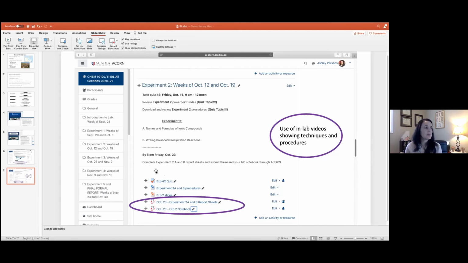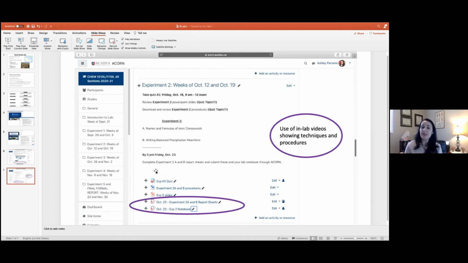That's what we refer to them as at Acadia. And you can see where the students are submitting their report sheets and where they're submitting their notebook. So again, everything would be scanned for plagiarism through those links. But the TAs are also able to do their grading through the Turnitin Feedback Studio.